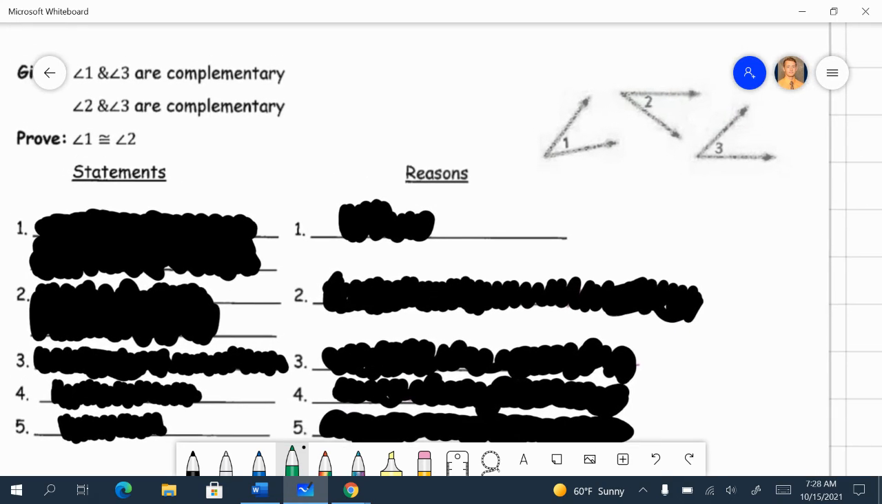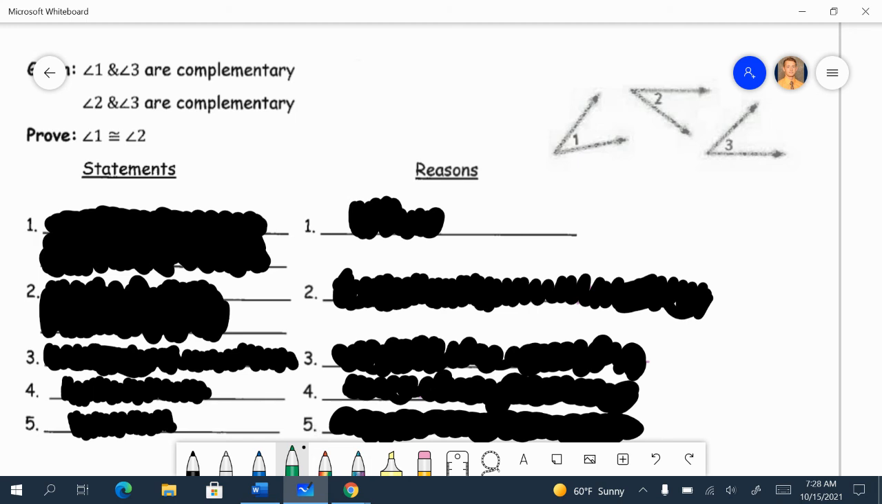Here's our third proof. Here's what we got. We said 1 and 3 are complementary and 2 and 3 are complementary. We're trying to prove that 1 is congruent to 2. Let's talk about this for a second. I just want to do an example here. So it says, 1 and 3 are complementary. Let's just assume that they are. Let's say that this one is 40 degrees, okay?